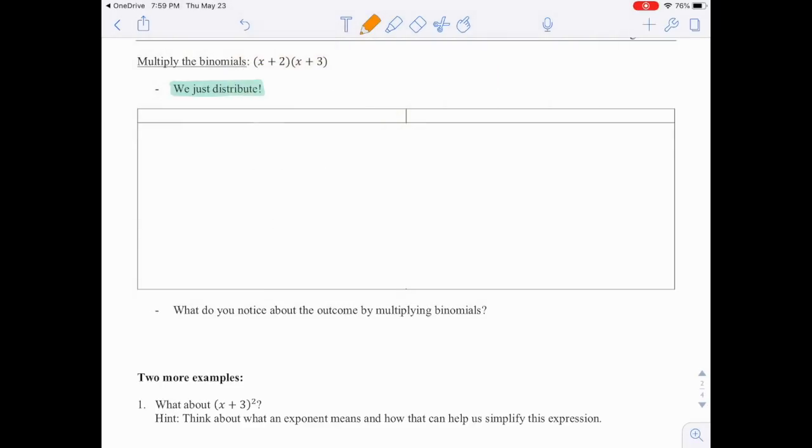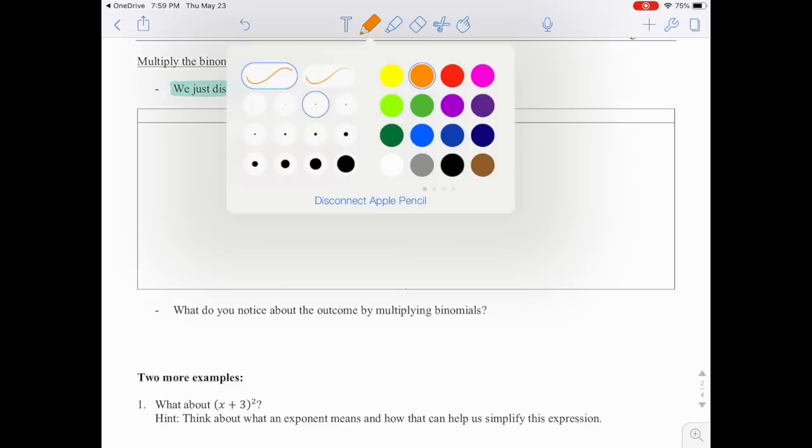So, I have my two binomials. I'm doing x plus 2 times x plus 3, right? And this is our example.